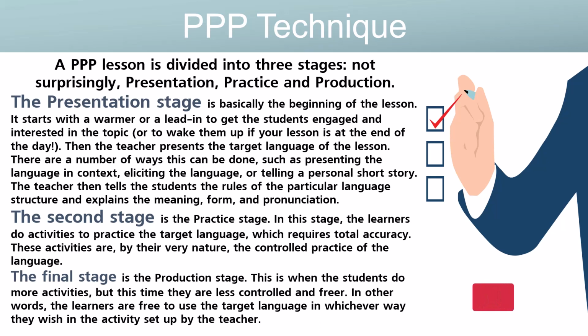There are a number of ways this can be done, such as presenting the language in context, eliciting the language, or telling a personal short story. The teacher then tells the students the rules of the particular language structure and explains the meaning, form, and pronunciation. The second stage is the practice stage. In this stage, the learners do activities to practice the target language, which requires total accuracy. These activities are by their very nature the controlled practice of the language.